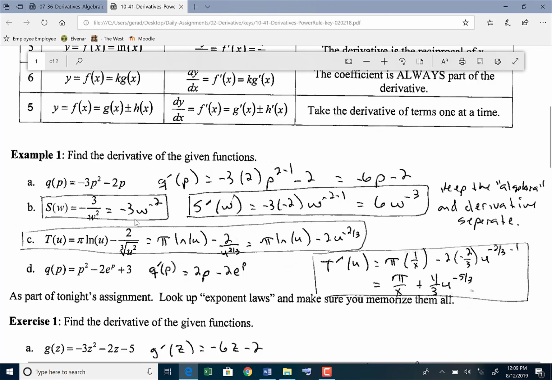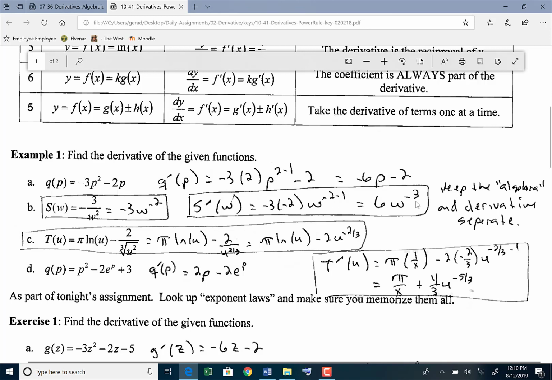So now we've got negative 3 times w to a power. That's combination rule 3 and 2, or rule 6. So for its derivative, the coefficient, negative 3, stays there. The exponent is negative 2, so it goes in front. And then the new exponent is negative 2 minus 1. So simplify that a little bit. The two negatives cancel. 3 times 2 is 6.